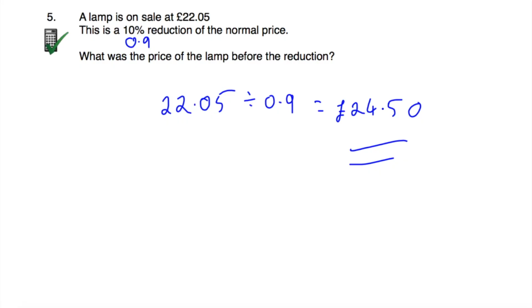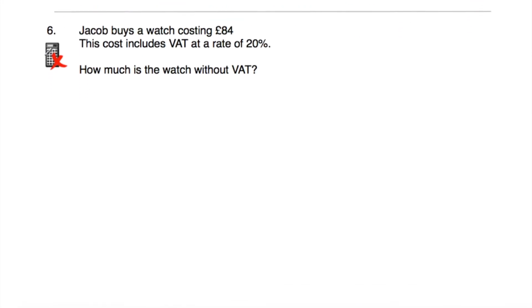Okay, let's look at our next question, question number 6. So question number 6 says, Jacob buys a watch costing £84, and this includes VAT at a rate of 20%. So the watch originally was 100%, and then VAT's added, so that's another 20%, so that's 120%. And then we're asked, how much is the watch without VAT?